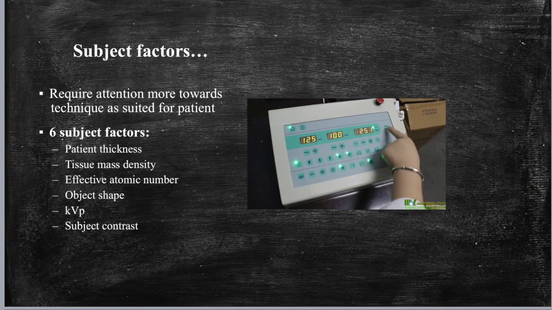Subject factors have less to do with the position of the patient, but more to do with technical factors. This is where the learning of anatomy and pathology comes into play, where we as techs have to analyze our patients and determine based off of their body habitus and diagnosis how much quantity and quality it will take in order to produce that optimal image. There are 6 different subject factors to consider, which are patient thickness, tissue mass density, effective atomic number, object shape, KVP, and subject contrast.